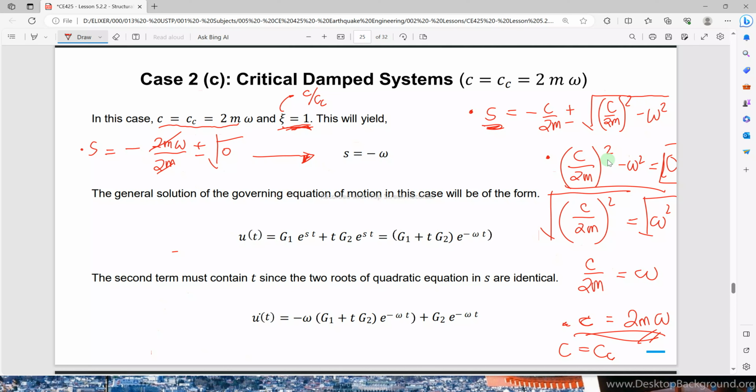So what will happen is that we go back again to a general solution, but this time, since the root of the auxiliary equation is single and real, we can no longer use our u of t equal to g1 e to the s1t plus g2 e to the s2t. So our s here is just one. That's why there is just s here. There is no s1 and s2.